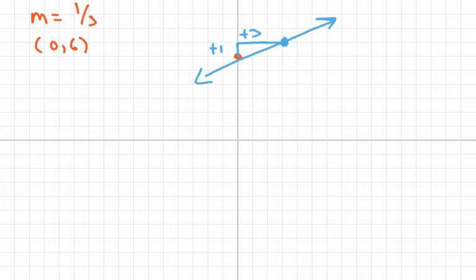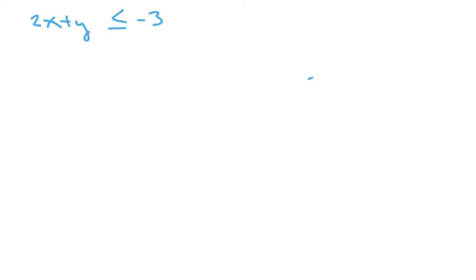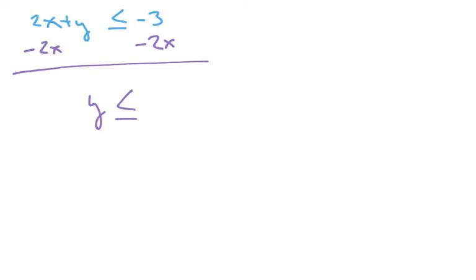Okay? Last question is asking us to graph 2x plus y less than or equal to -3. So we have an inequality. The first thing you're going to have to do if it's an inequality, first thing I want to do is get y by itself. So I'm going to subtract 2x from both sides. And y is less than or equal to -2x minus 3.